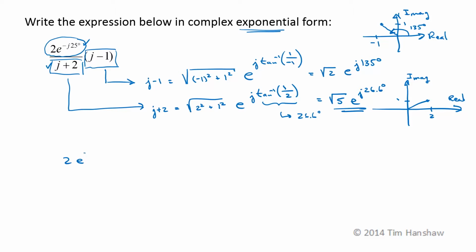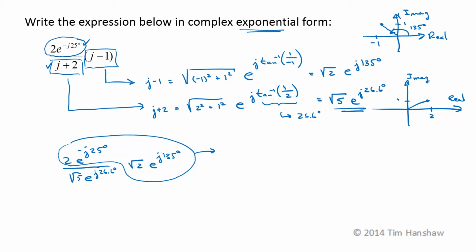Finally, let's plug all of these into our expression so that everything's in polar form. We have 2e^(-j25°) over square root of 5 e^(j26.6°), times the j − 1, which became square root of 2 e^(j135°). Now, it doesn't really matter whether we multiply or divide first. Both of those operations are commutative, so let's multiply this times this.